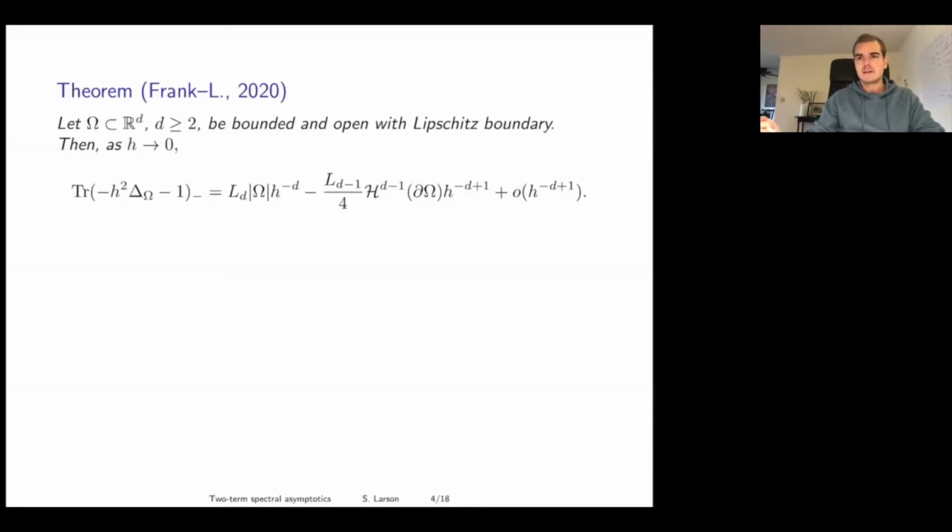I should point out that my negative part is positive. What we prove is that this quantity enjoys a corresponding two-term asymptotic expansion. You have an h to the minus d leading order term proportional to the measure, and one order higher term, which is proportional to the measure of the boundary. We prove this under the assumption of omega being open, bounded, and having Lipschitz-regular boundary.